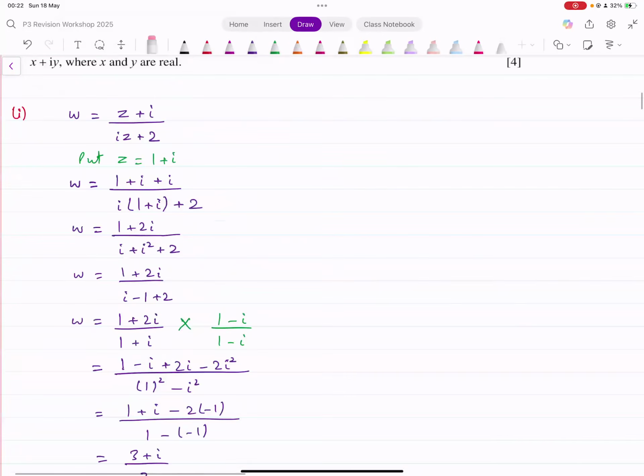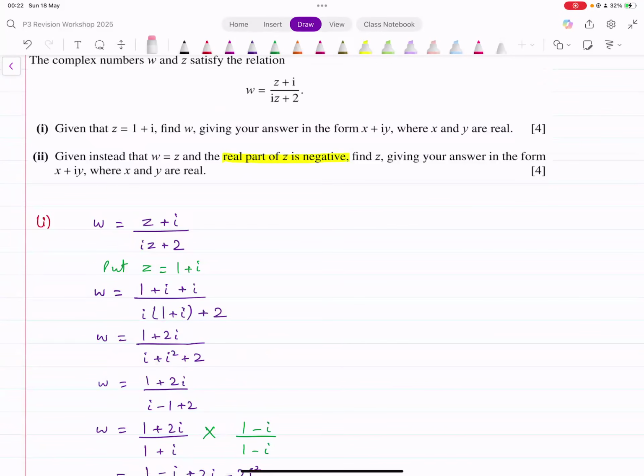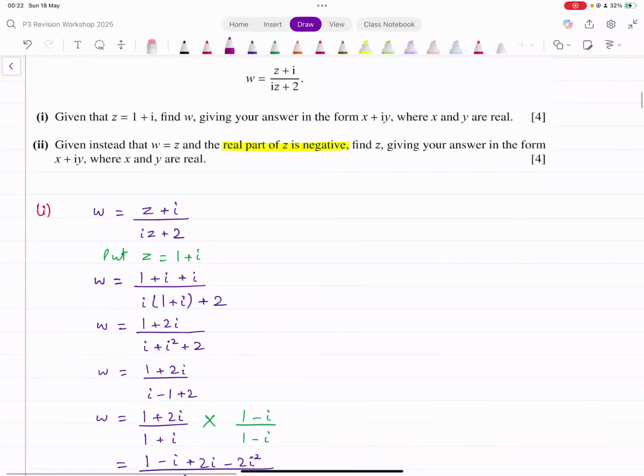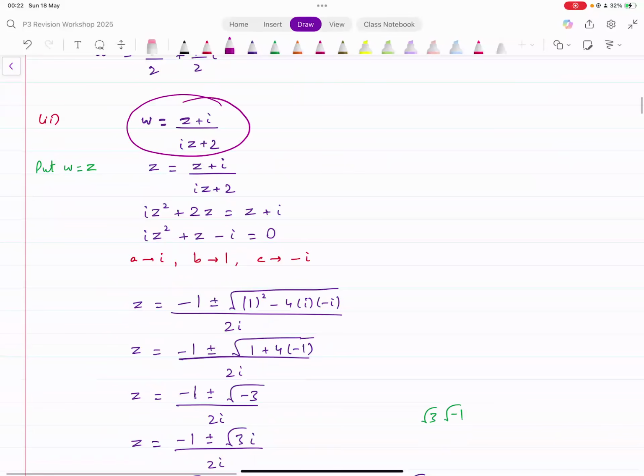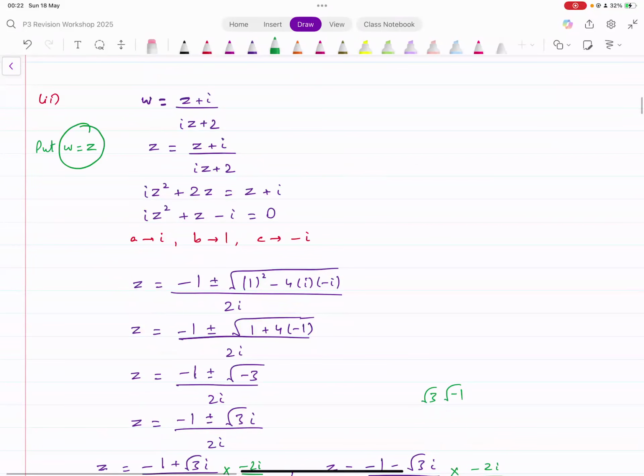But the second part says, given instead that w equals z, find the value for them in complex numbers as well. You've got w equals z plus iota over iota z plus 2. That's one equation that we've got. And we have another equation that's w equals z. We can put w equal to z here, and that gives us this. Then multiply this denominator on the left side, and that gives us the quadratic equation.